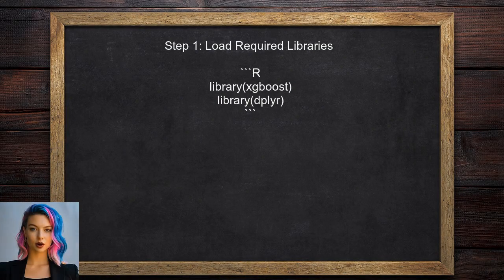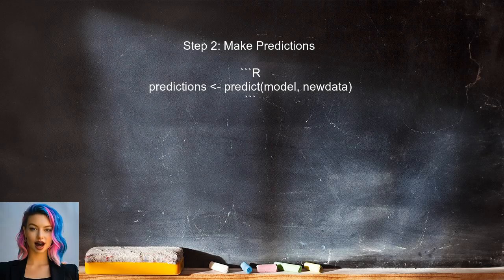To compute the confidence interval for predictions made by the XGBoost model, the user should first ensure that they have the necessary libraries loaded in R. This includes the XGBoost package and the dplyr package for data manipulation. Next, the user should make predictions using their XGBoost model. After obtaining the predictions, they will need to calculate the standard error of these predictions. This can be done using the predict function along with the model's parameters.